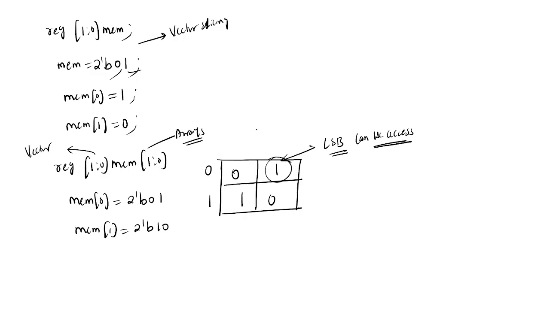We cannot access. So if it is arrays are adding, in this case vector slicing is not possible. You can only access these 2 bits. You can't access 1 bit in this array.